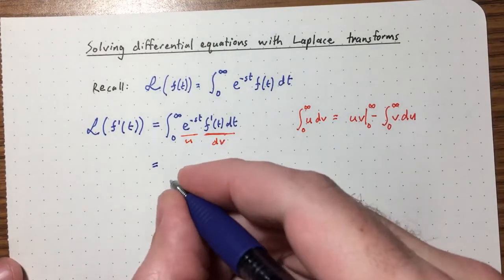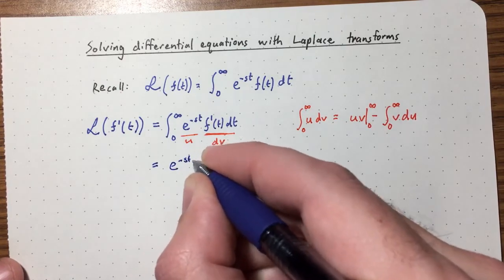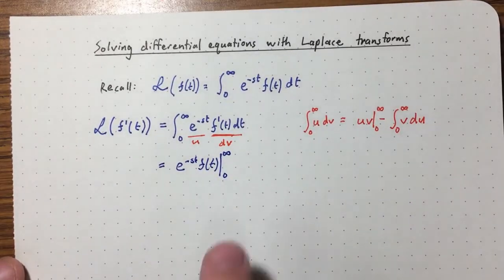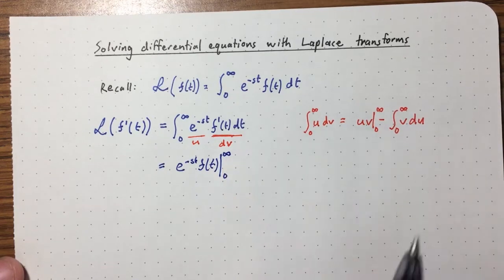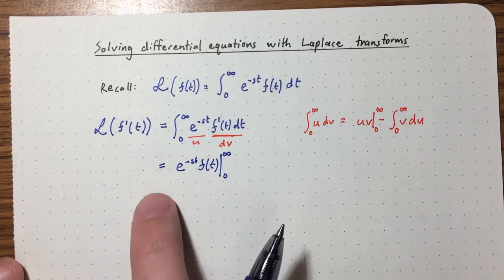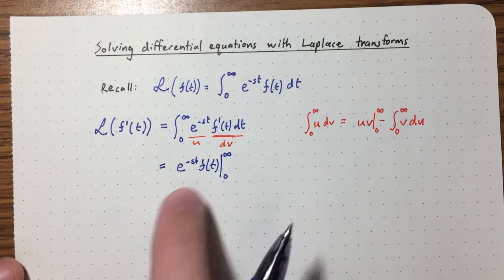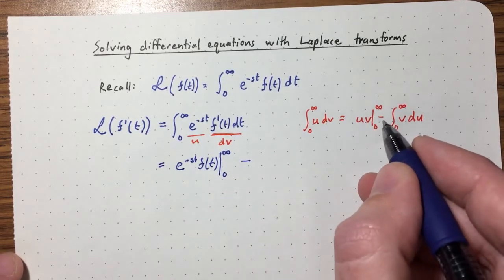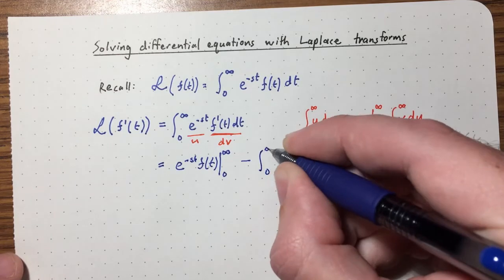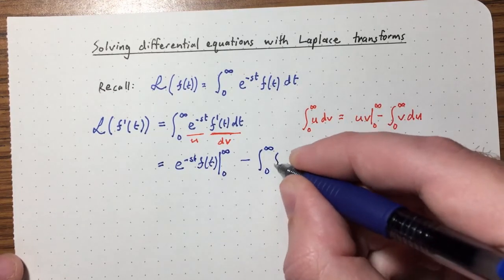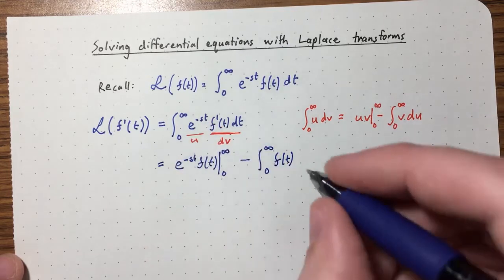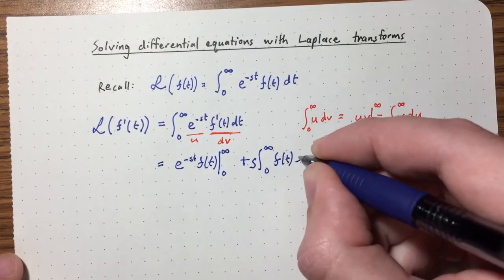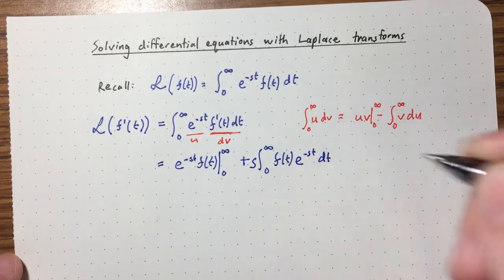And so what do I get? I get uv, which is e to the minus st times f of t, but evaluated at the limits, infinity and 0. And we know what it means to evaluate at a limit of infinity. It actually means a limit as b goes to infinity, and then we evaluate it at b. But I'm just going to write this to save space, and then we have minus, right, the minus sign in the integration by parts formula. The integral of v, which is f of t, du is minus s times e to the minus st. So I'll take out the minus s, and I have e to the minus st dt, like that.